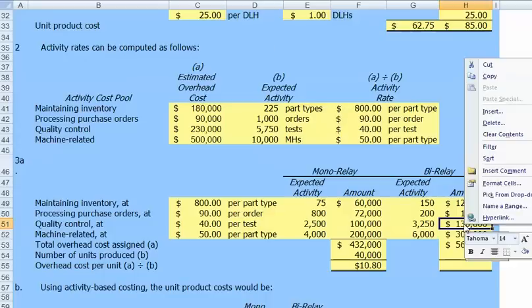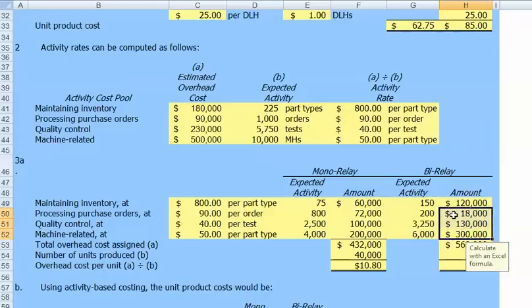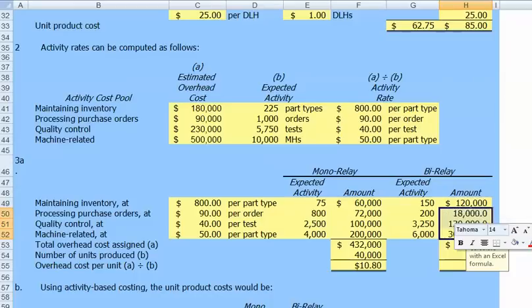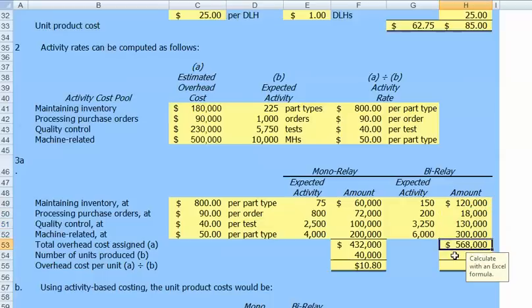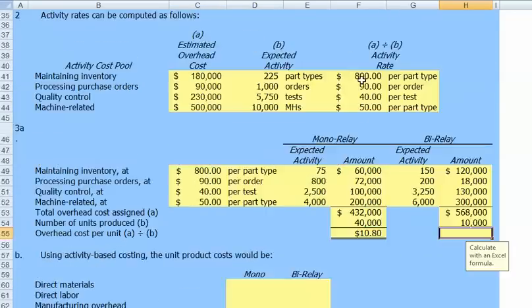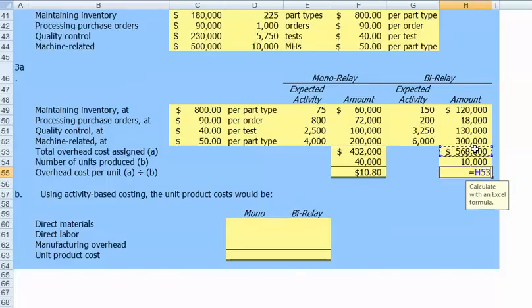I want to have some formatting. Let's do commas, no zeros. Number of units. That was right up top again. There's the 10,000. Cost per unit divided by 10,000.